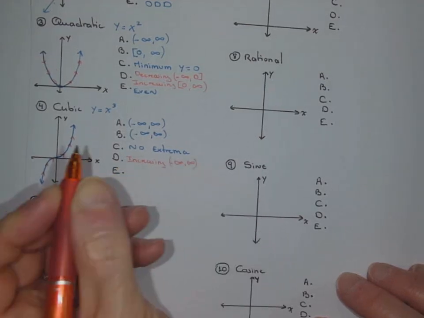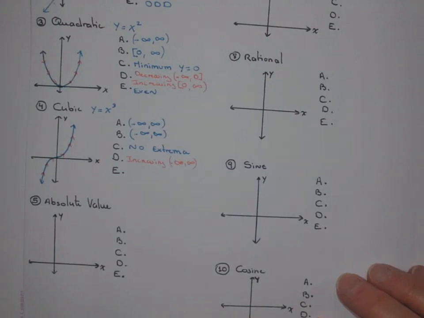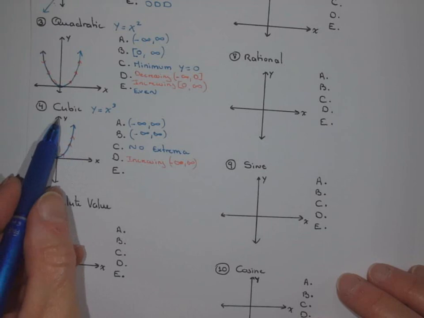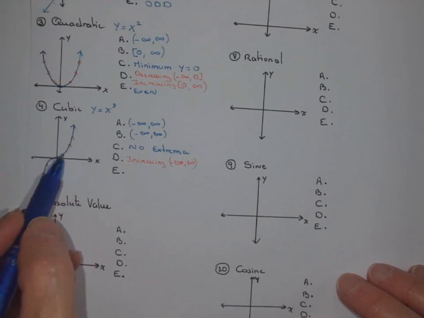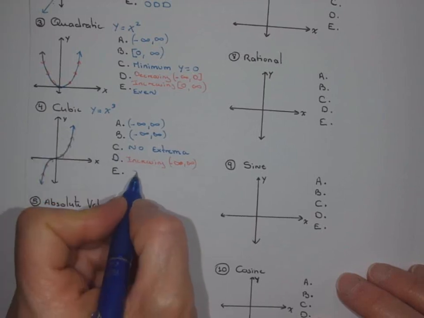And then E is the even or odd. And this is obviously not even, because if I fold this over the y-axis, right, this branch here would not be on top of this one. However, we have the symmetry over the origin, so this is an odd function.